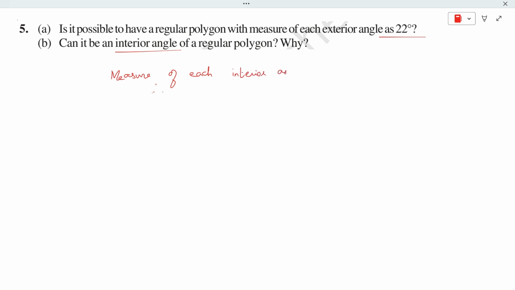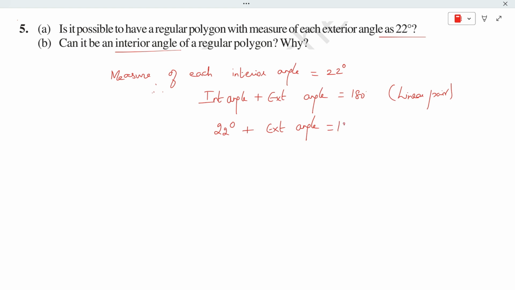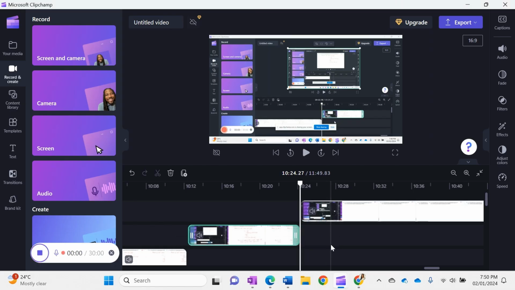We already know that at any vertex of a polygon, interior angle plus exterior angle always makes a linear pair, right? So interior angle plus exterior angle is equal to 180 degrees. The interior angle is 22 degrees and the exterior angle I don't know, so I keep it as it is, equal to 180. Transpose 22 degrees to the other side. So it is 180 degrees minus 22 degrees, which is 158 degrees, isn't it?